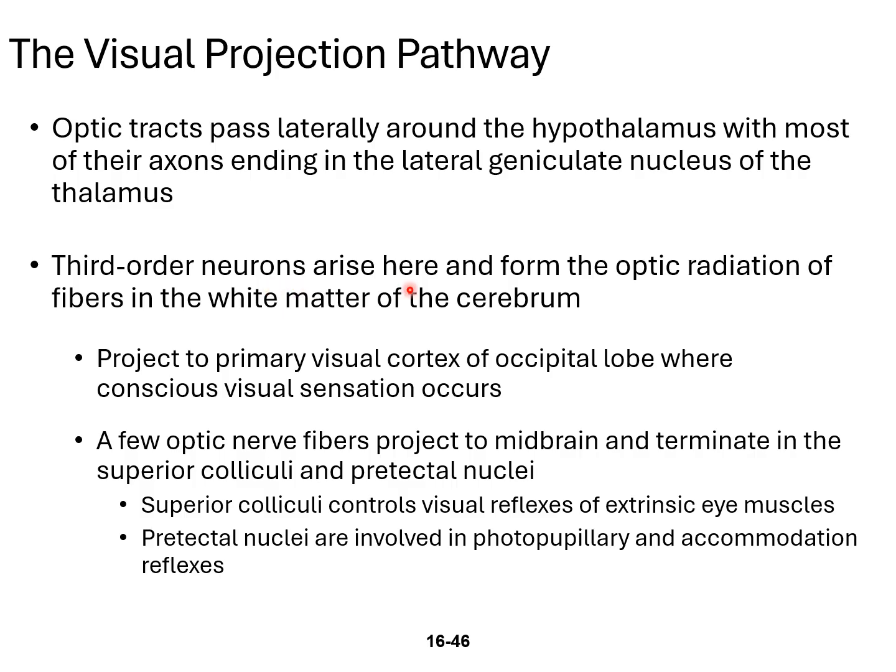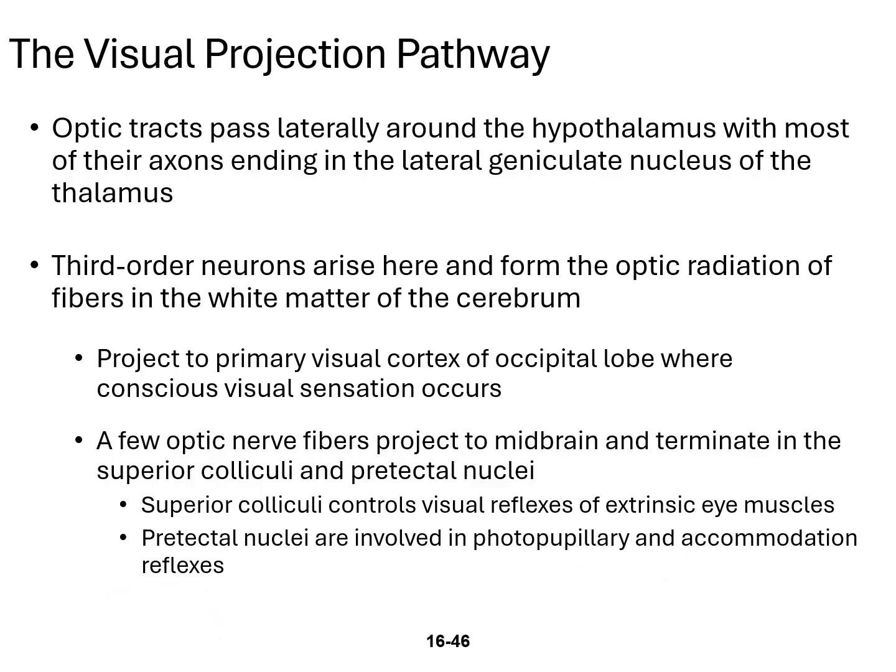Third order neurons arise here and form the optic radiation fibers and right matters of the cerebellum. Project to the primary visual cortex in the occipital lobe, where conscious visual sensation occurs. A few optic fibers project to the midbrain and terminate in the superior colliculi and the pretectal nuclei. Superior colliculi controls visual reflexes and intrinsic eye muscles. Pretectal nuclei are involved in photopupillary and accommodation reflexes.